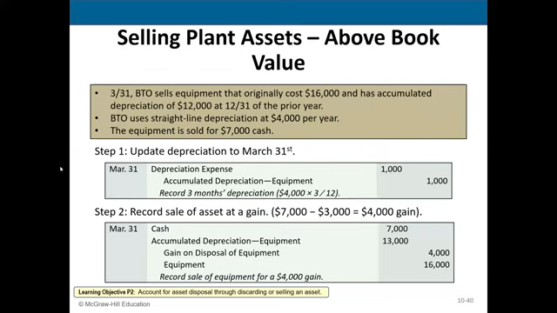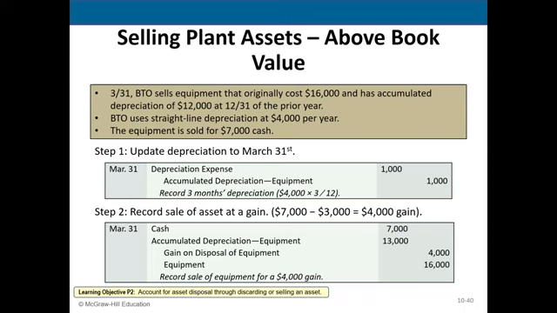Sometimes you might get lucky and sell it above book value, selling it for more than what it's worth. Same conditions. First, we recognize the remaining depreciation. Sold on March 31, debit depreciation expense, credit accumulated depreciation to recognize the 3 months of depreciation expense. Second part's obviously a little different here. We debit cash, in this case 7,000, that's how much we sold it for. We debit accumulated depreciation for the equipment, 13,000. Okay, so that recognizing its book value.